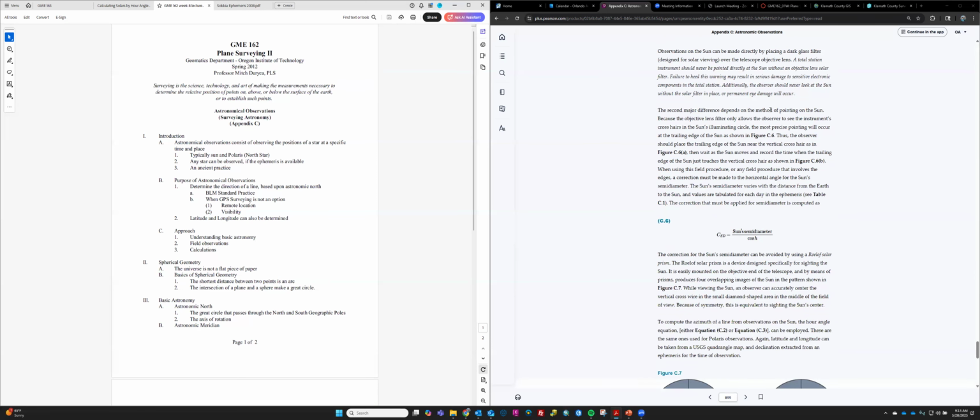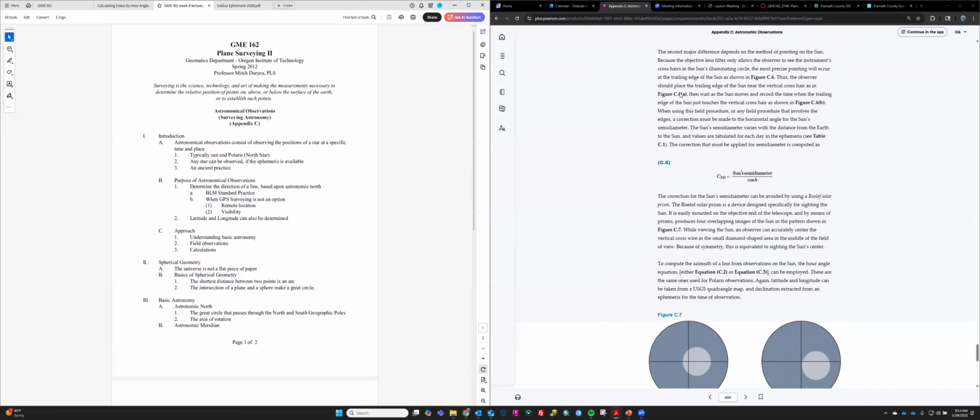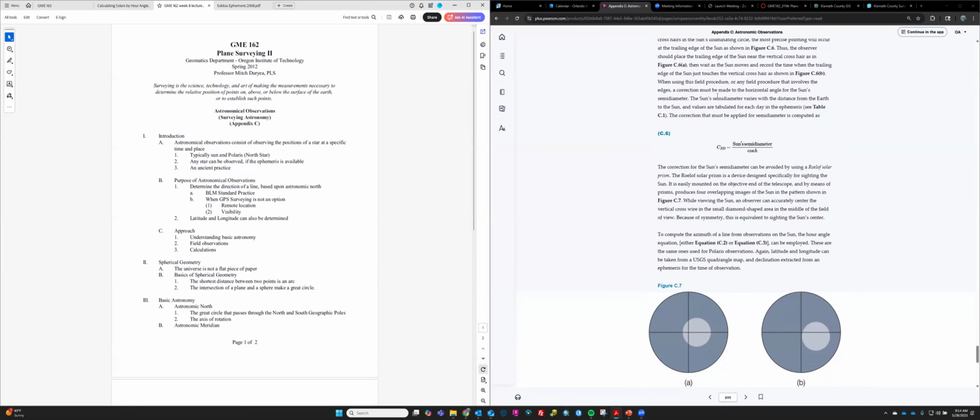The second major difference depends on the method of pointing on the sun, because the objective lens filter allows the observer to see the instrument's crosshairs in the sun's illuminated circle. The most precise pointing will occur at the trailing edge of the sun, as shown in figure C.6. Thus, the observer should place the trailing edge of the sun near the vertical crosshairs in figure 6.A. Then wait as the sun moves and record the time when the trailing edge of the sun touches the vertical crosshairs, as shown in C.6.B.